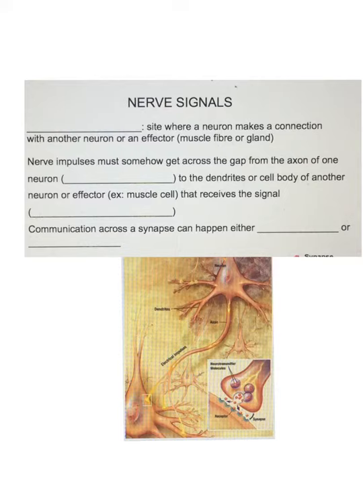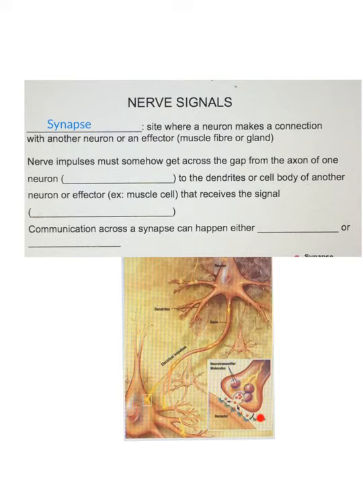So, a site where a neuron makes a connection with another neuron or an effector, and an effector could be anything that is looking to receive the signal, whether it's a muscle, whether it's a gland, things like that, that area is called a synapse. Okay, so the synapse is the site where that neuron makes that connection. If you look down here at the picture, you can see that this is the end of the first neuron and this is the end of the second neuron. And there's always a little gap in between. They don't fully connect here.